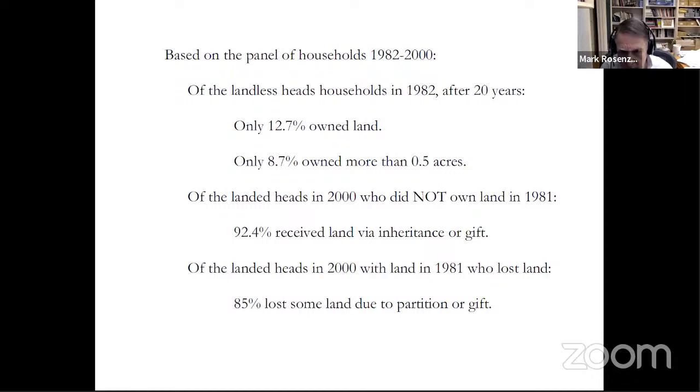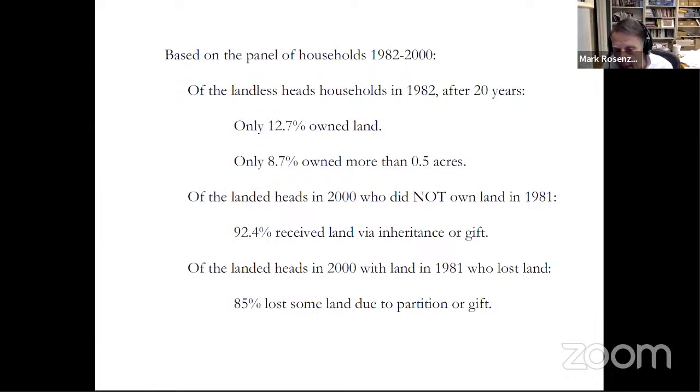Now, if you look at landed households, retrospectively in 2000, who said they didn't own land in 81, but now own land, 92.4% of them received the land via inheritance. So they didn't acquire the land by being landless and buying it. Most of the landless landed household heads now were landless because they were just a member of the family and they didn't actually own the land. So this is simply people inheriting land. What about the other way, exit? So we can look in 2000 at the households that had land, but who said they'd lost land.